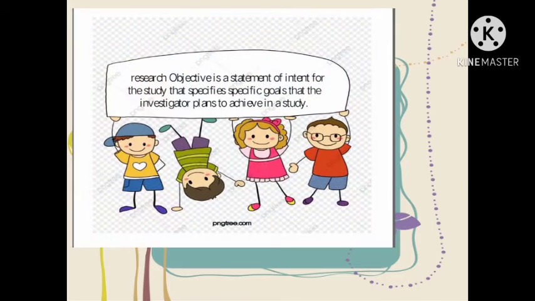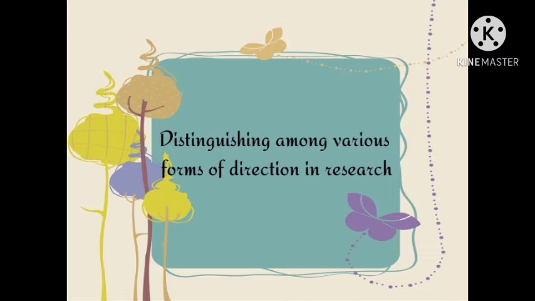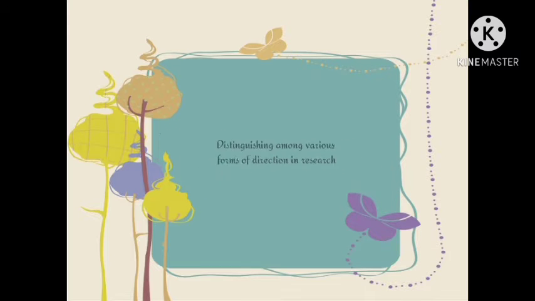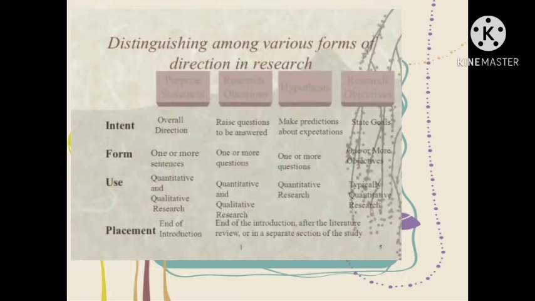And the last one is research objective. Research objective is a statement of intent for the study that specifies specific goals that the investigator plans to achieve in a study. Okay everybody, now we will enter to distinguishing among various forms of direction and research. You can see in the pictures, okay?